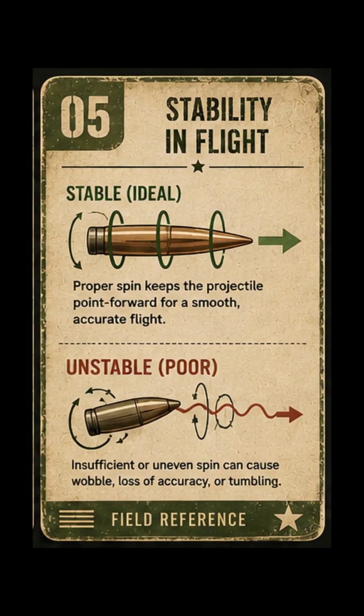Stability in flight. Stable is ideal. Proper spin keeps the projectile point forward for a smooth, accurate flight. Unstable or poor, insufficient, or uneven spin can cause wobble, loss of accuracy, or tumbling.